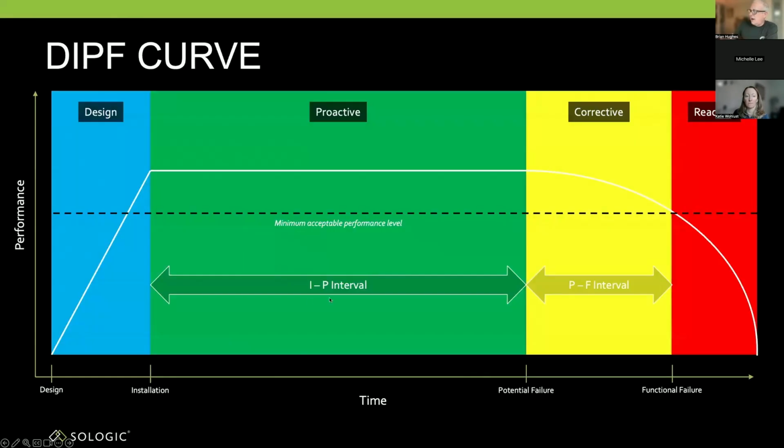So, I'm going to walk you through this, recognizing that it's like, wait a minute, what the hell is going on here? Well, what this is a variation of a potential failure curve, or a PF curve. And what we've got here in these different colors are the different phases of existence of an asset, okay, and the asset's ability to operate. At first, you're in a design phase. Well, that's when it's not doing anything at day zero. It's still on paper.